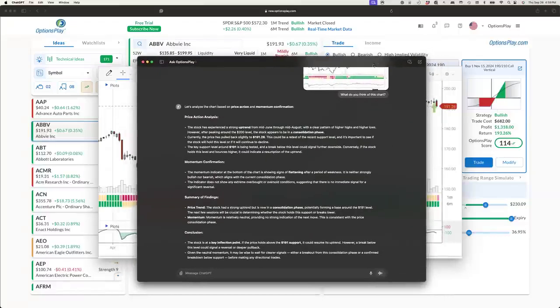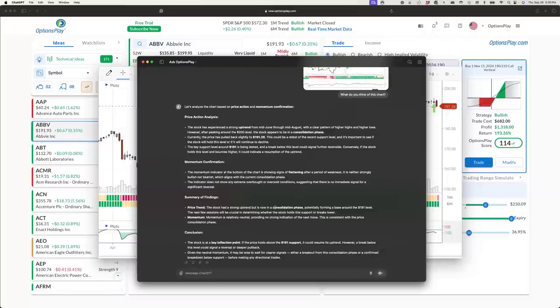That was what we flagged in our research, that it's consolidating, the relative performance is poor, and we think it's going to break lower. And I did nothing other than prompt it and say, what do you think of this chart? And it gave me an objective view that, to some degree, agreed with our directional view on that chart, right? The momentum indicator is showing signs of flattening. It is neither strongly bullish nor bearish. It does not suggest any significant signals at the moment.